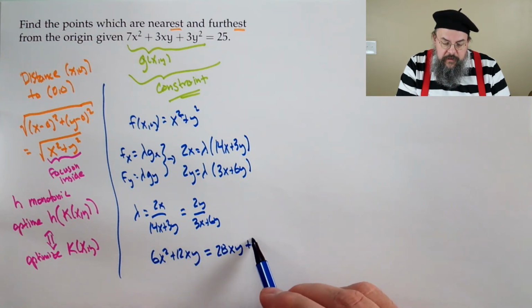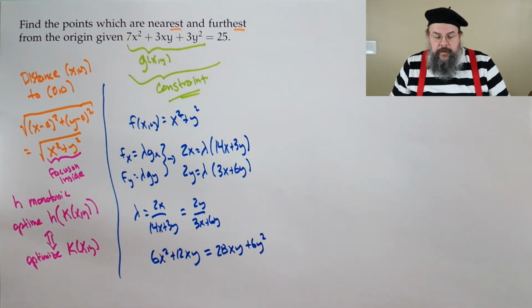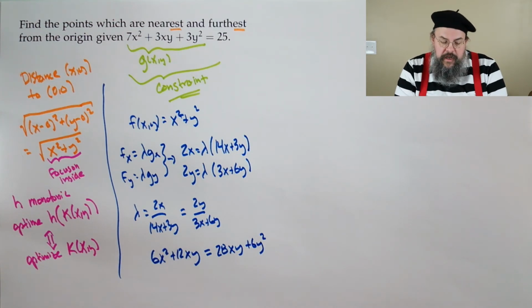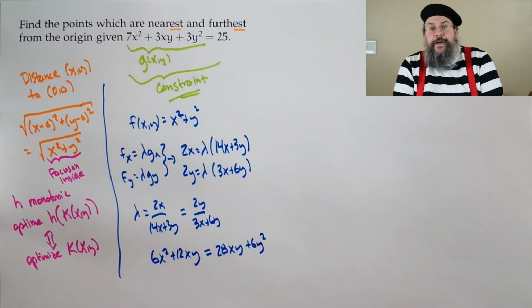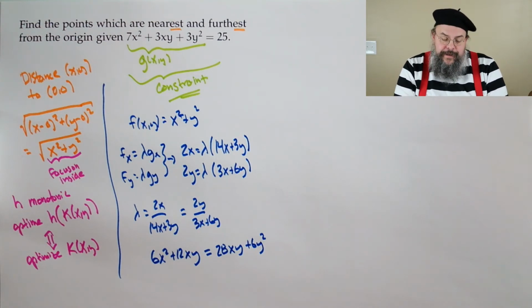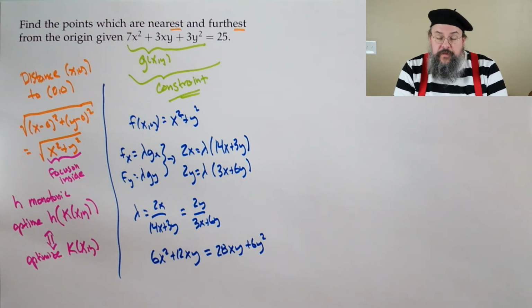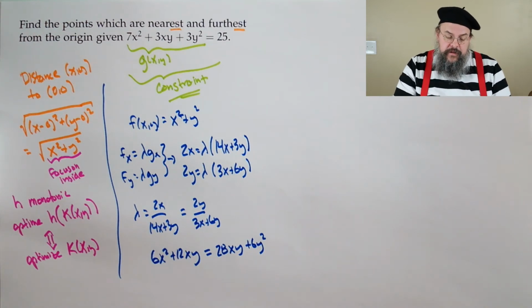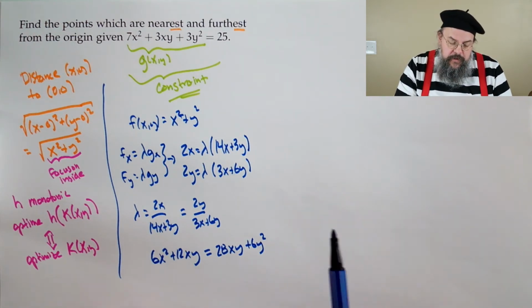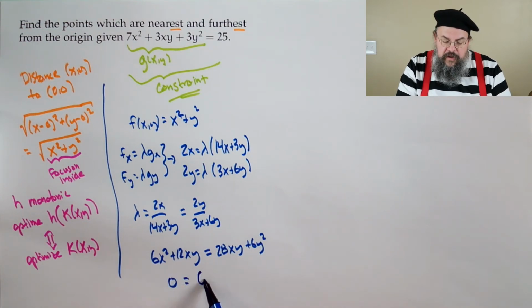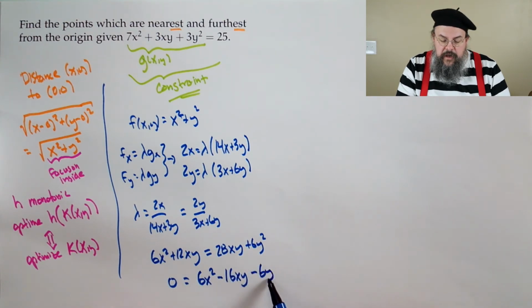Plus 6y squared. Okay, well, maybe not exactly what we thought would happen, but, you know, we'll take it, and we'll keep working with it. All right, let's move everything to one side. So 0 equals 6x squared minus, see, 12 subtract 28 would be 16xy, and then minus 6y squared.